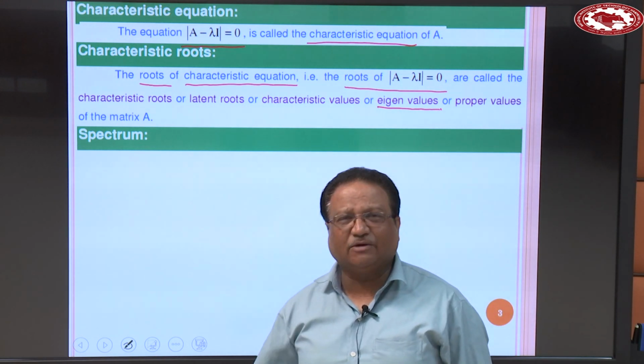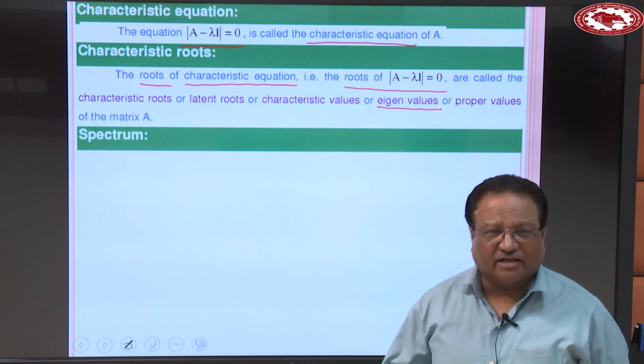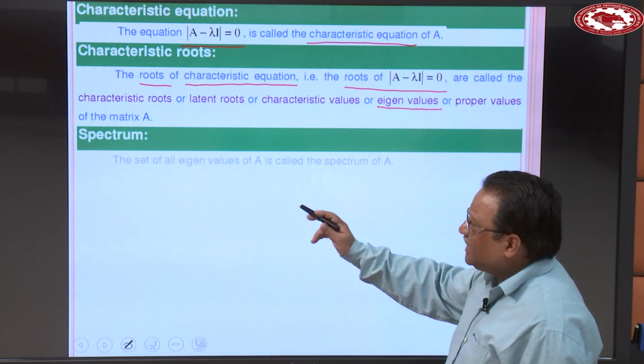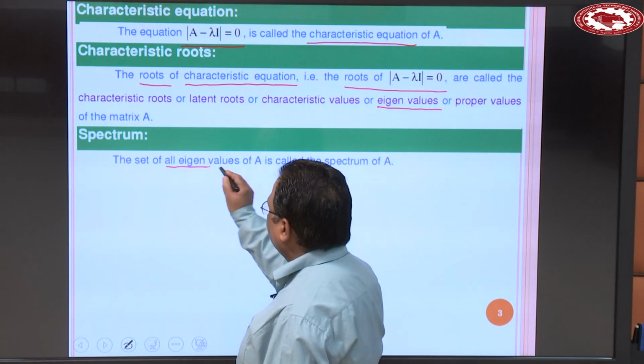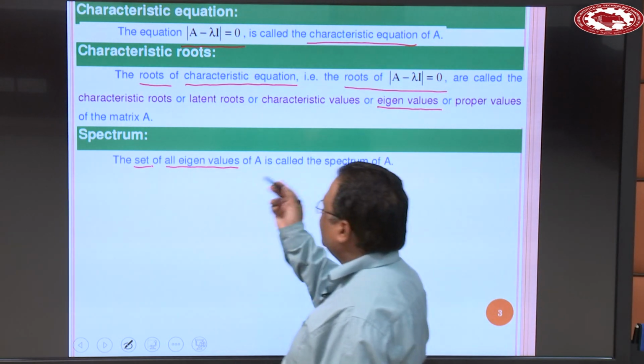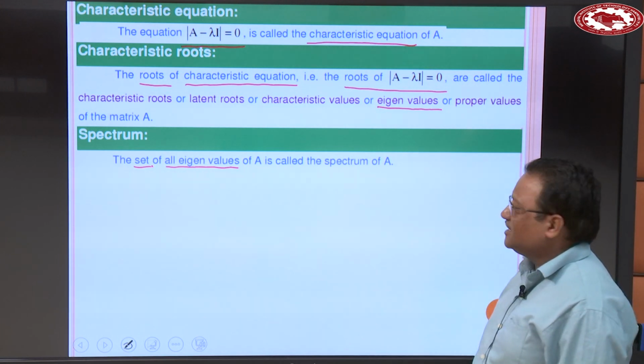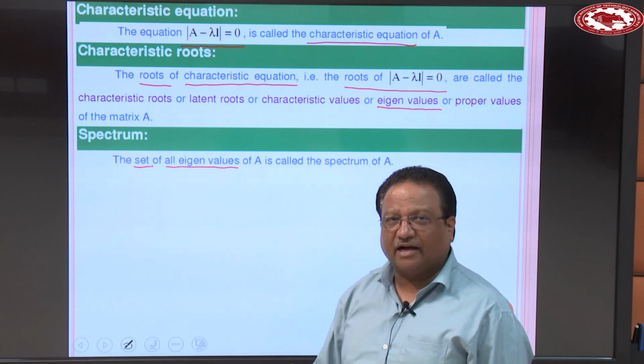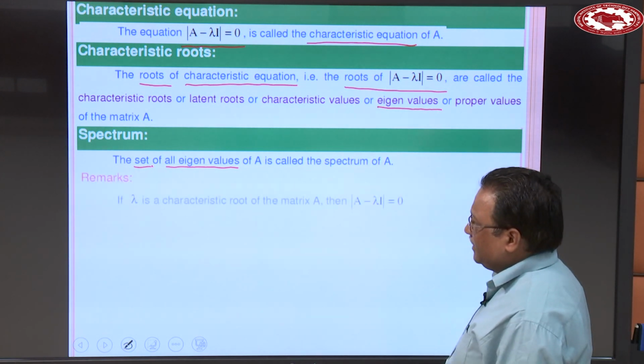So, lambda 1, lambda 2, lambda 3 are 3 eigenvalues of the matrix A. So, what is spectrum? The set of all eigenvalues of A is called spectrum of A.